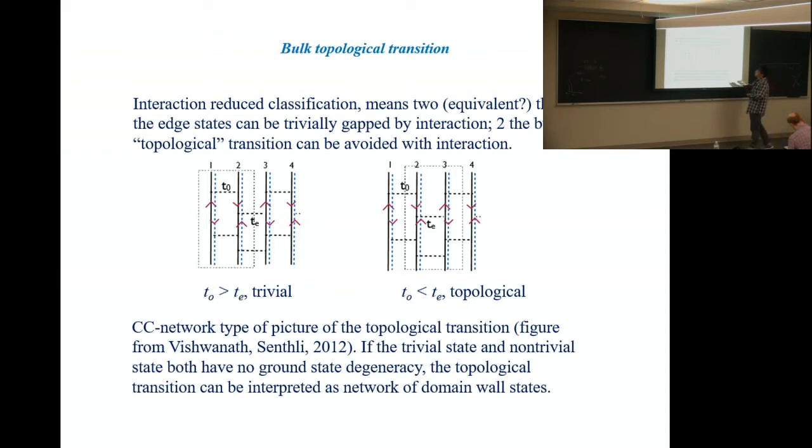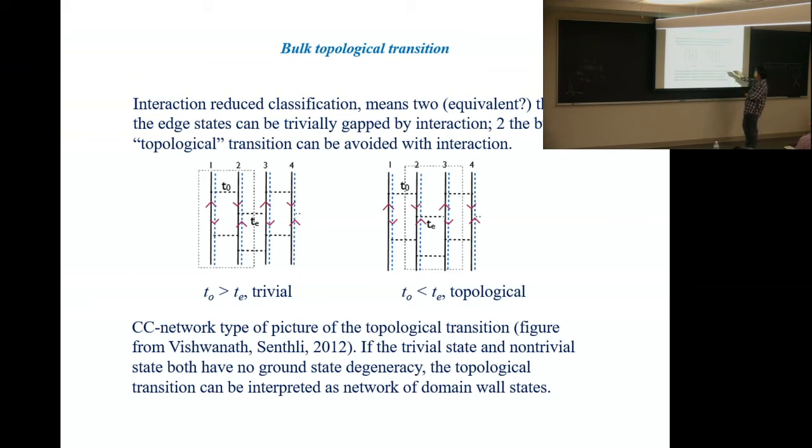For example, suppose we have edge states here, wires 1, 2, 3, 4, and then we turn on tunneling between these wires. Suppose the tunneling between wire 1 and wire 2 is stronger than between wire 2 and wire 3. Then these two channels will cancel each other, and the entire system will have no edge state at all.